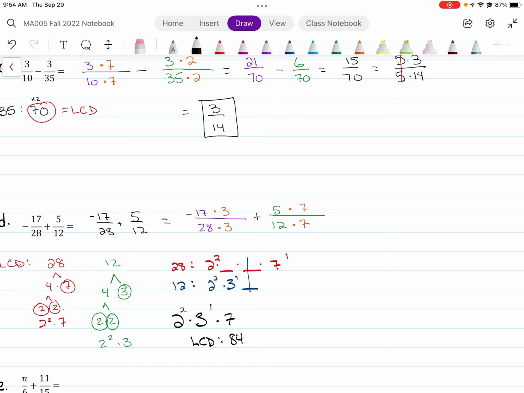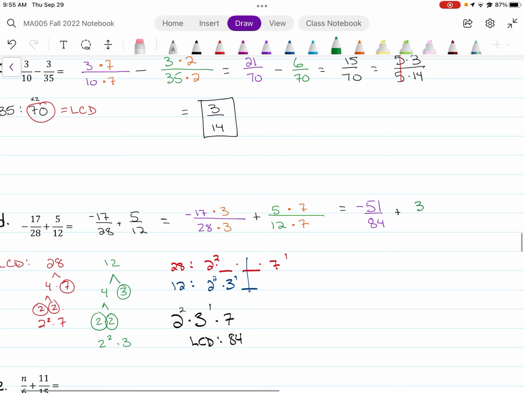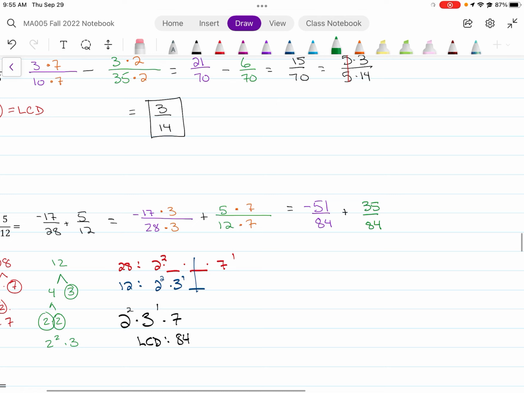All right, so now let's rewrite this one as 17 times 3 is 51. So don't forget your negative. Negative 51 over 84, right? Plus 5 times 7 is 35 over 84. Now, if you get here and you have a different denominator, you messed up somewhere, okay? So be careful. All right, so now we get negative 51 plus 35, or 51 minus 35, and then it's going to be negative, and you get negative 16 over 84.